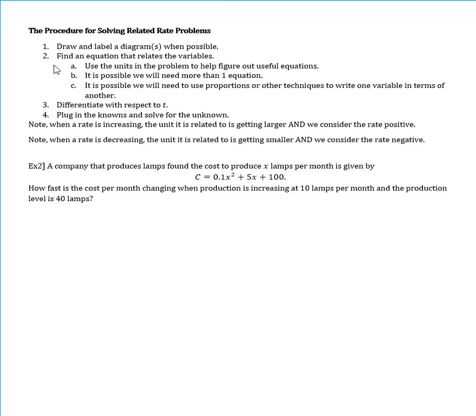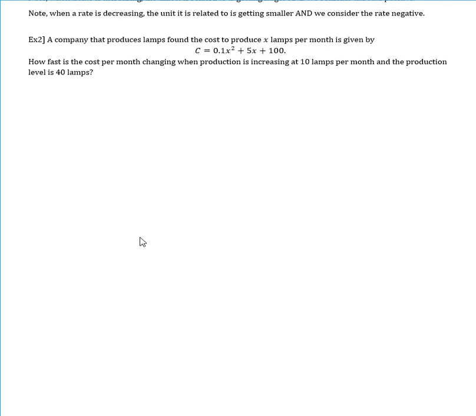And often with these business type problems we actually can skip step 1 and 2 and we jump straight to 3 and 4. All right, so use this as a reference, and also this note: when the rate is increasing, we know a unit is getting larger, the rate is positive. When a rate is decreasing, the unit is getting smaller, the rate would be negative. All right, but let's jump to one.